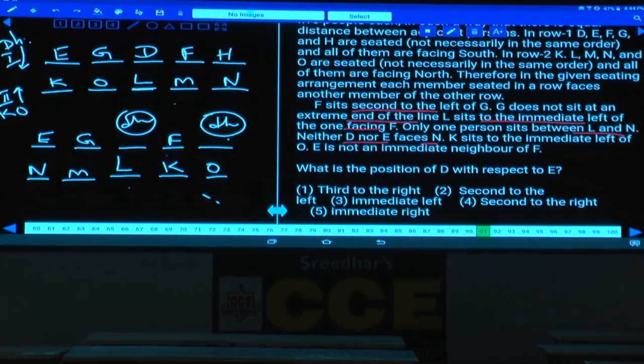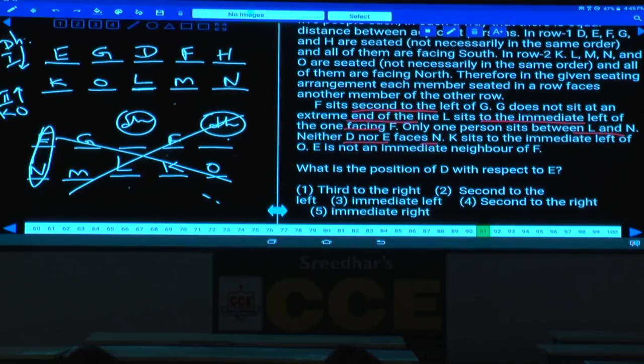L. L is facing... neither D nor E faces N. Neither D nor E faces N. Sorry. Now in the second case, E and N are opposite to each other. As neither D nor E faces N, this case is completely ruled out. Now we are left with only one case, EGD, FH, KOL, MN.